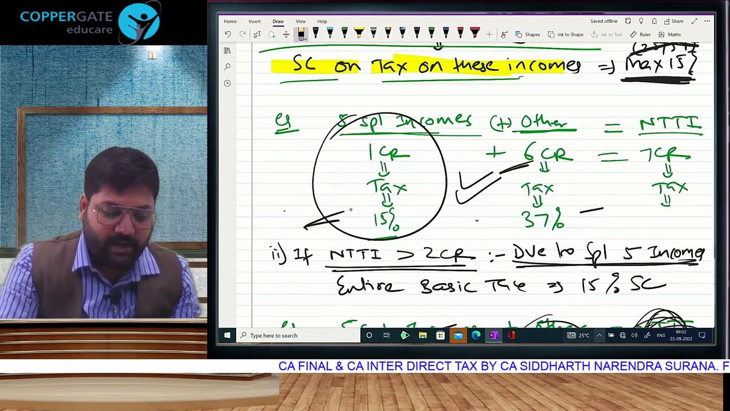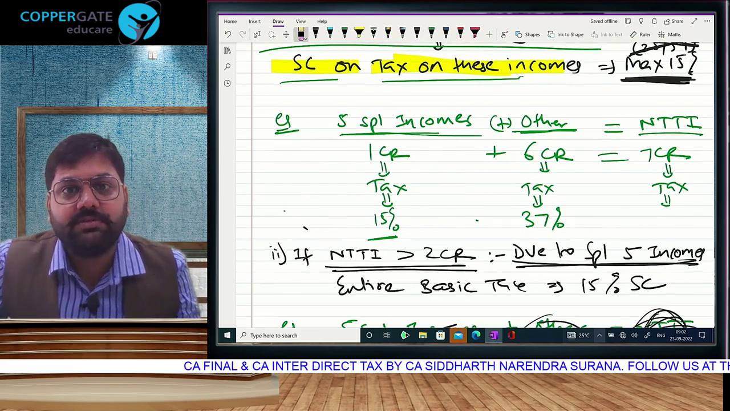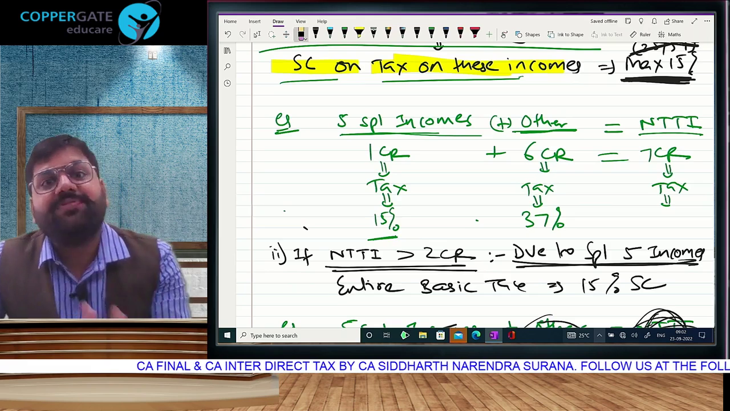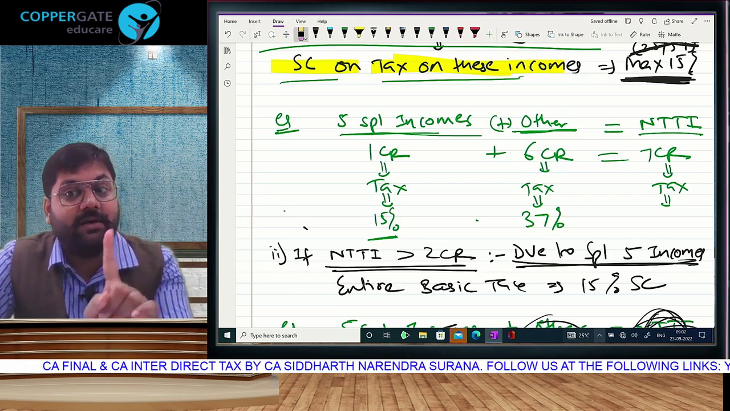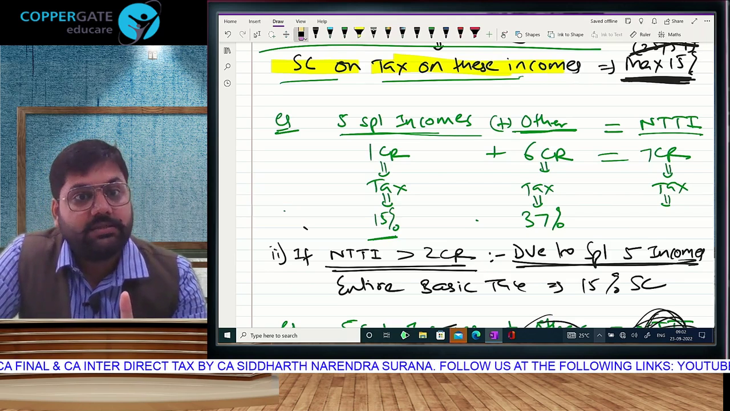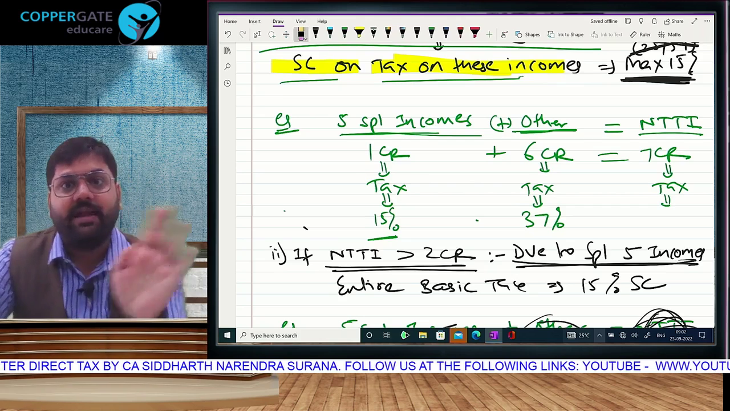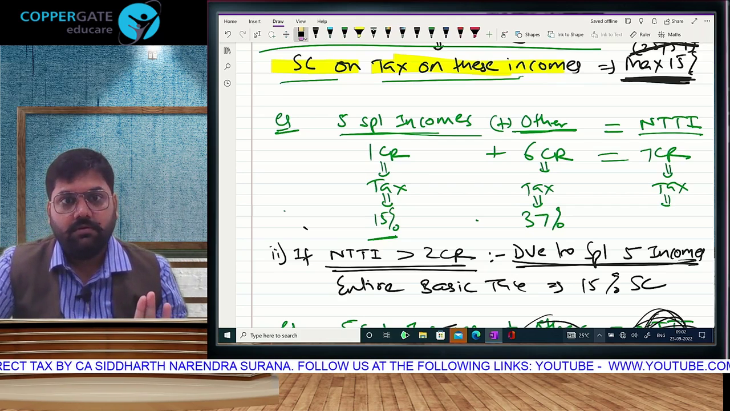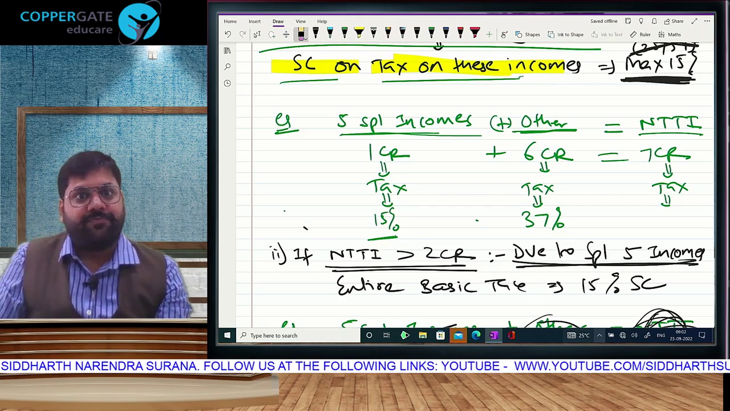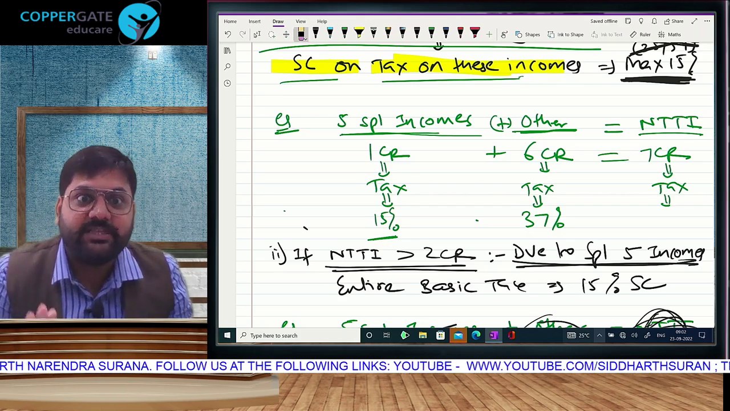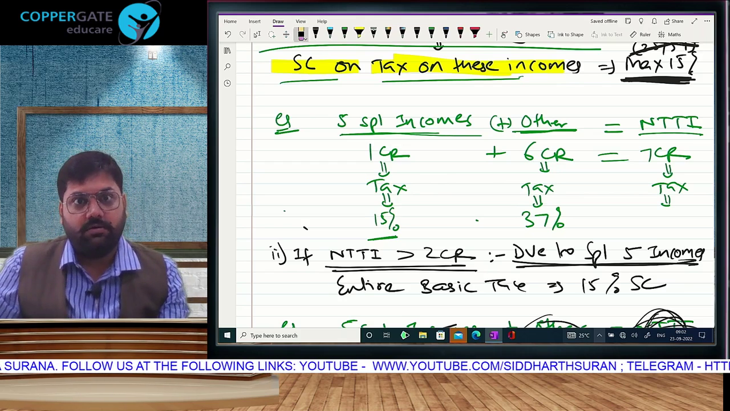Roughly, what are my 2 points? If I have special incomes, on that 15%. When I say on that, surcharge never comes on income, surcharge comes on tax. If I have 5 special incomes, on that 15, never more than 15. And if I am crossing 2 crore because of that, on the other income also 15. But 15 is fixed because you have crossed 1 crore. You can't have 10 or 0 here.